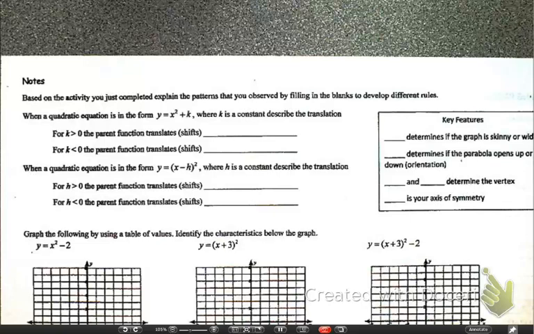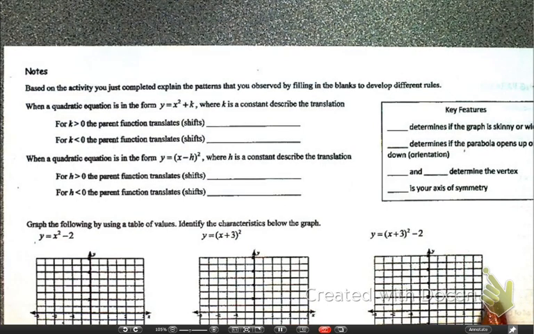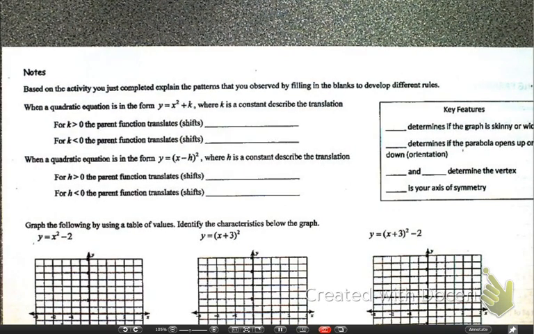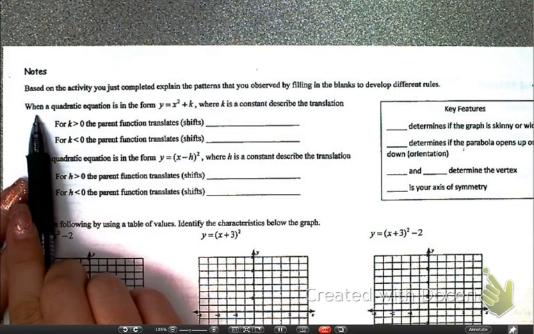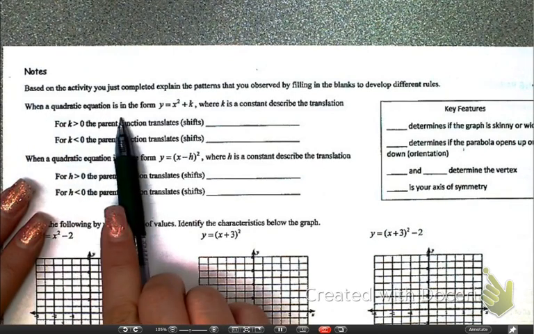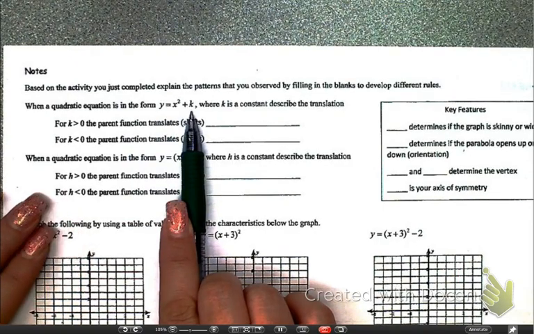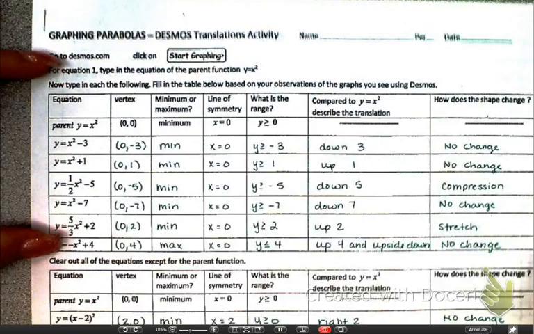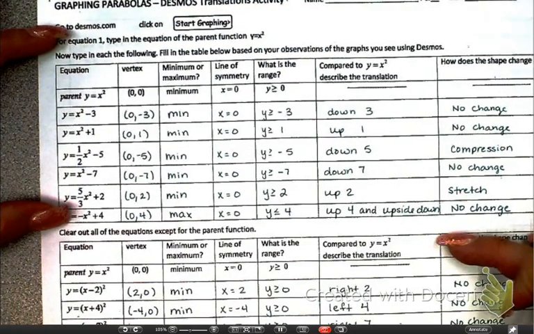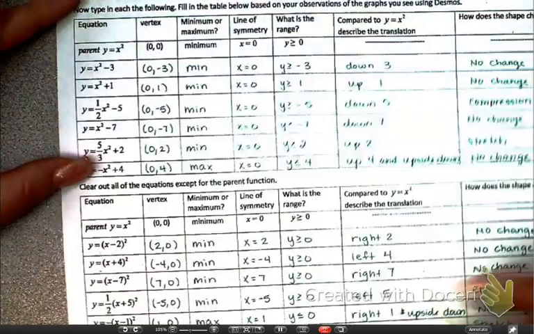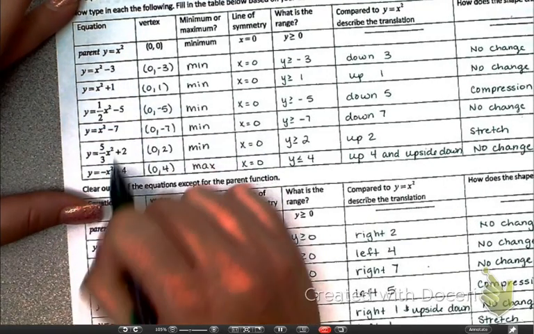So eventually this will go on to page 58 of your notebook. Based on the activity you just completed, explain the patterns that you observe by filling in the blanks to develop different rules. Okay, so that's what we're going to do. When a quadratic equation is in the form y equals x squared plus k, where was that, on the top or on the bottom? The top. Y equals x squared plus or minus a value.